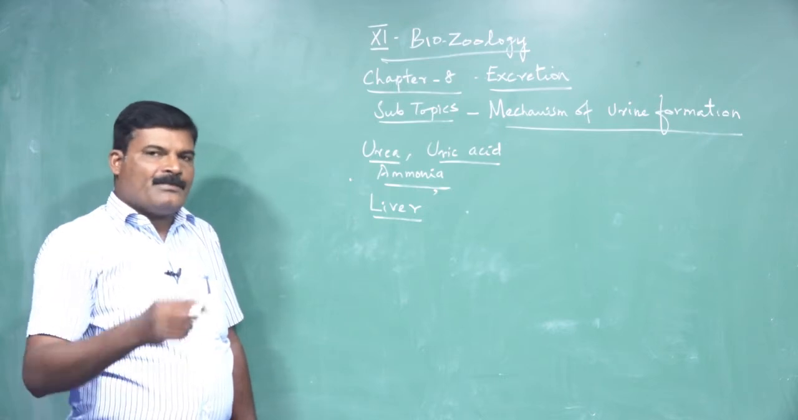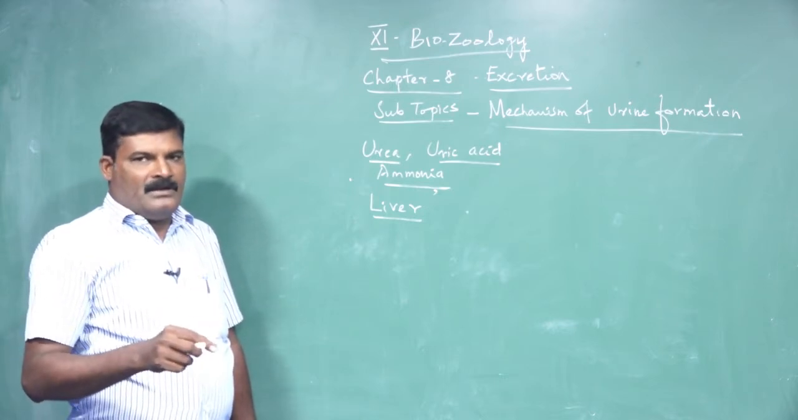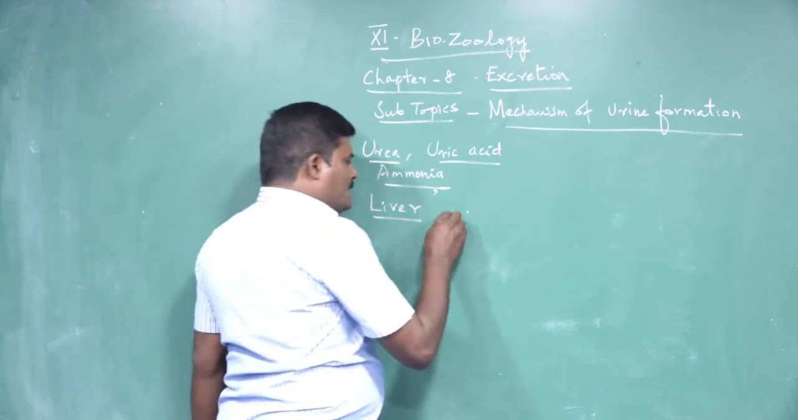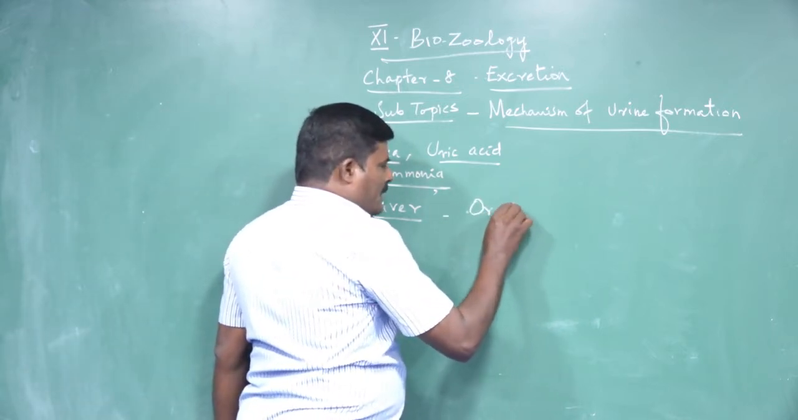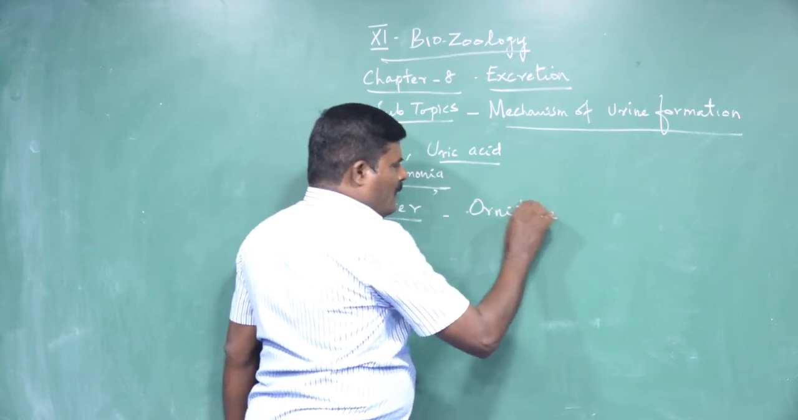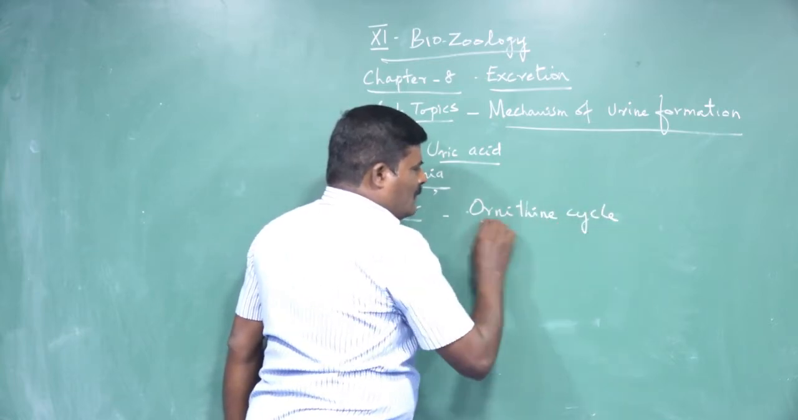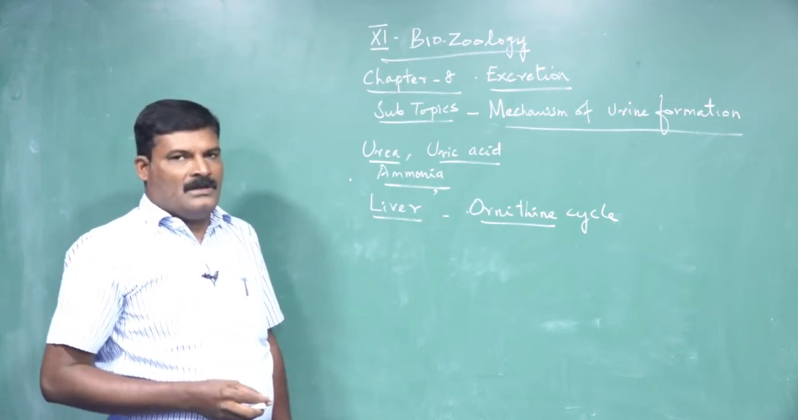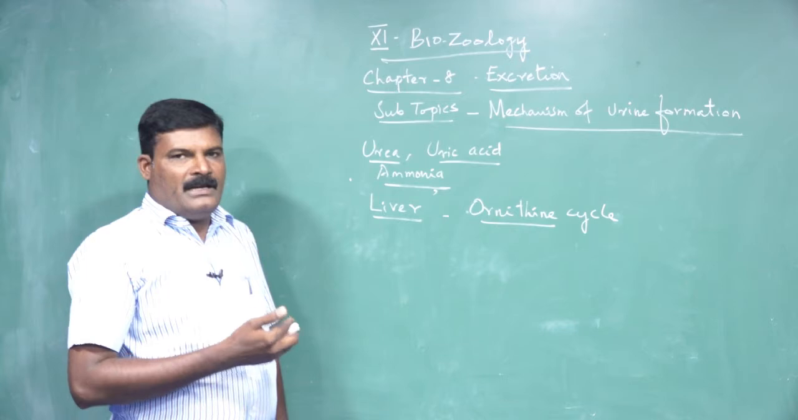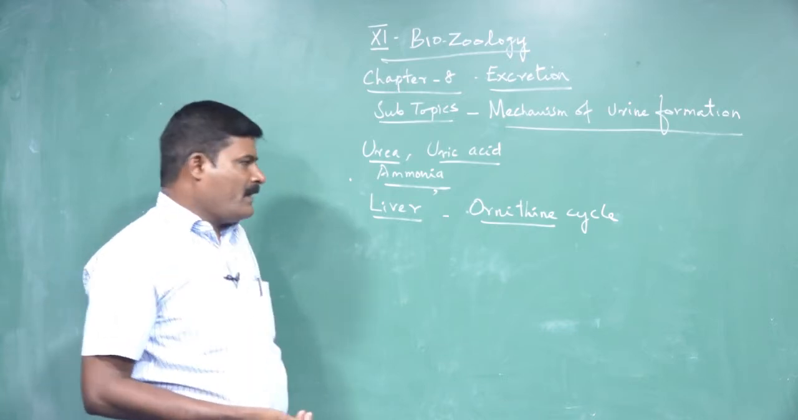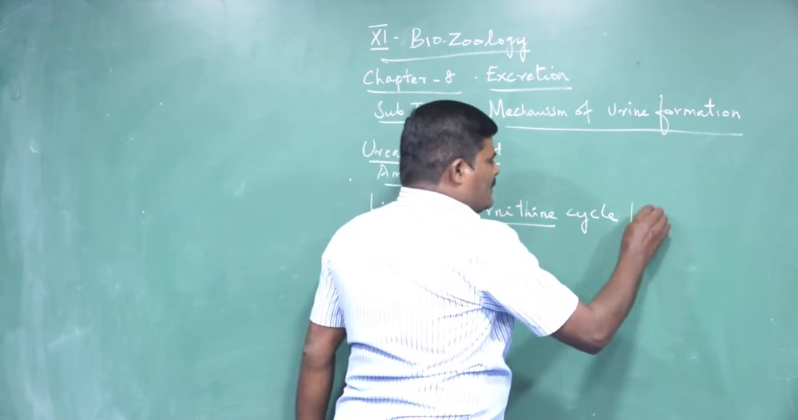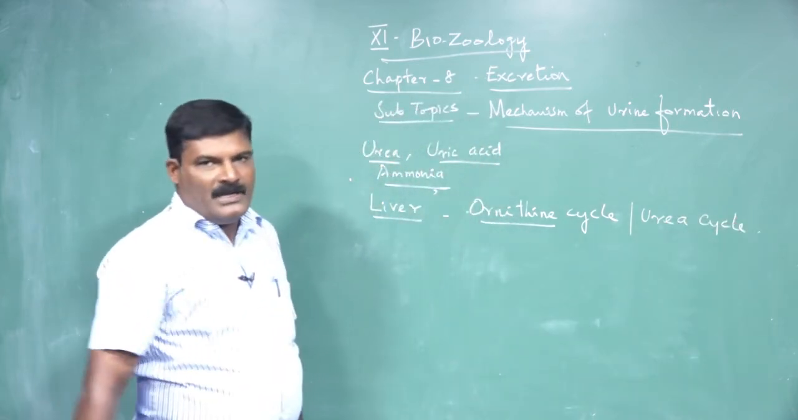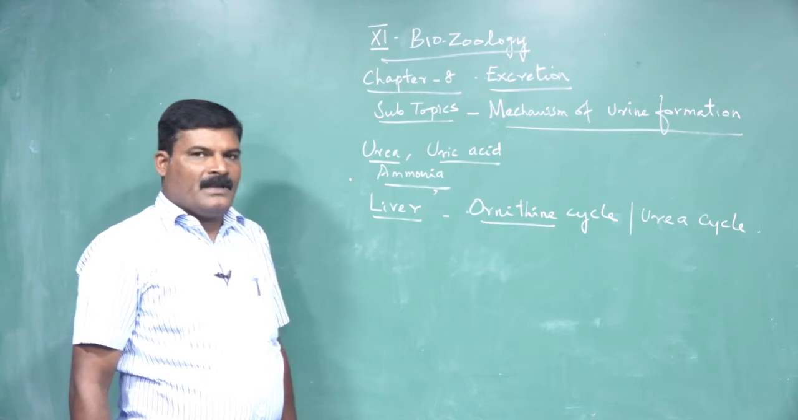Where is urea formed? The question may be asked. Urea is formed in the liver by the process called the ornithine cycle. It is called the ornithine cycle because ornithine is one of the compounds; ornithine is needed for the formation of urea. This ornithine cycle is otherwise called the urea cycle. It takes place in the liver.